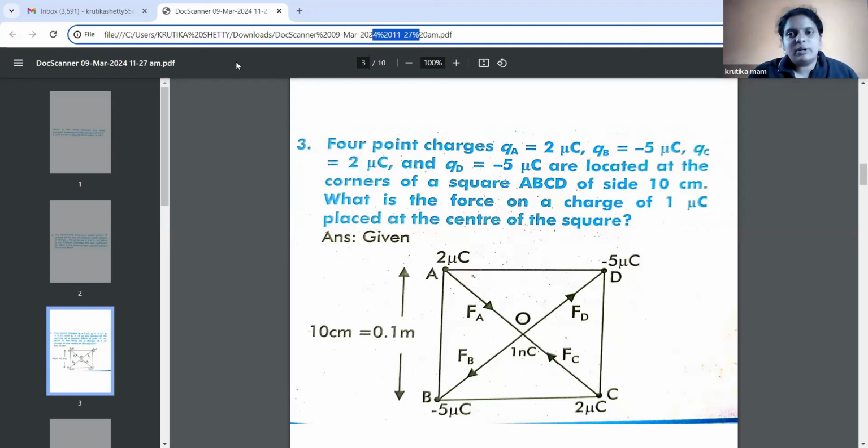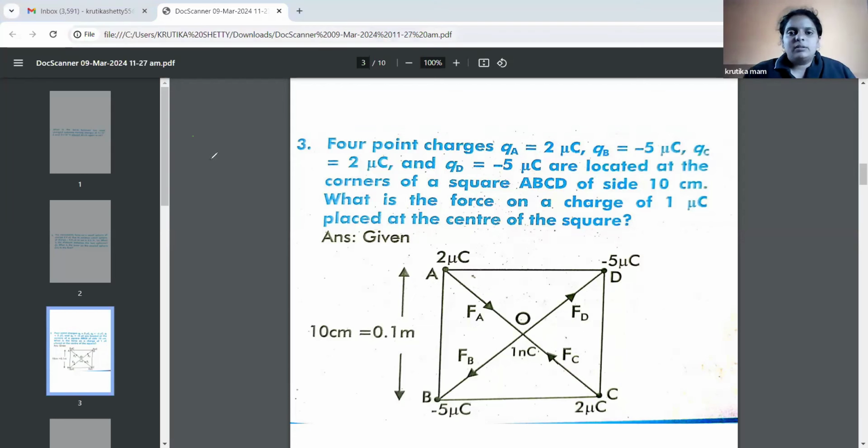Yes, what is the meaning of the question? Look here, what are they saying? That is, there are 4 point charges which are placed at the 4 corners of a square. That is, the square is A, B, C, D. Whatever the distance is, the distance is 10 centimeter, 10 centimeter. This is also 10 centimeter. This is also 10 centimeter. Okay. What is the force on a charge of 1 microcoulomb which is placed at the center?